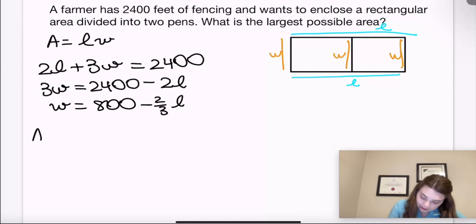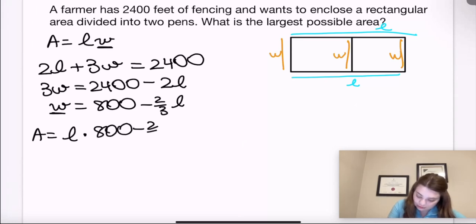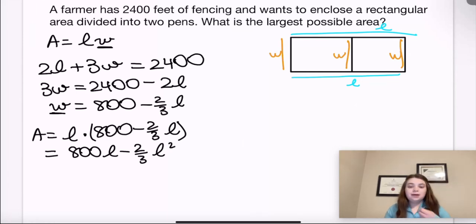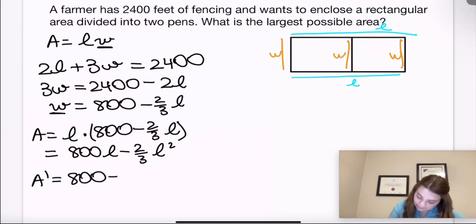Okay, so therefore area is equal to length times width, which width in this case, we're going to sub in 800 minus 2/3 L. And then I'm going to multiply and get 800L minus 2/3 L squared. Then I'm going to take the derivative. And for taking the derivative here, I'm just going to be using the power rule. So the derivative is equal to 800 minus 4/3 L.